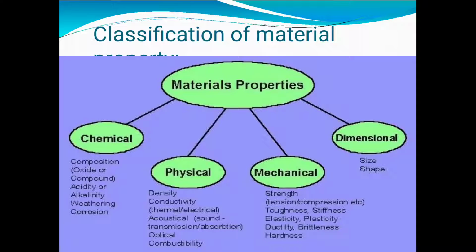Classification of material properties: chemical, physical, mechanical, and dimensional. Chemical: composition, oxide or compound, acidity or alkalinity, weathering, corrosion. Physical: density, conductivity, thermal, electrical, sound transmission and absorption, optical, combustibility. Mechanical: strength, tension, compression, etc., toughness, stiffness, elasticity, plasticity, ductility, brittleness, hardness. And dimensional: size and shape.